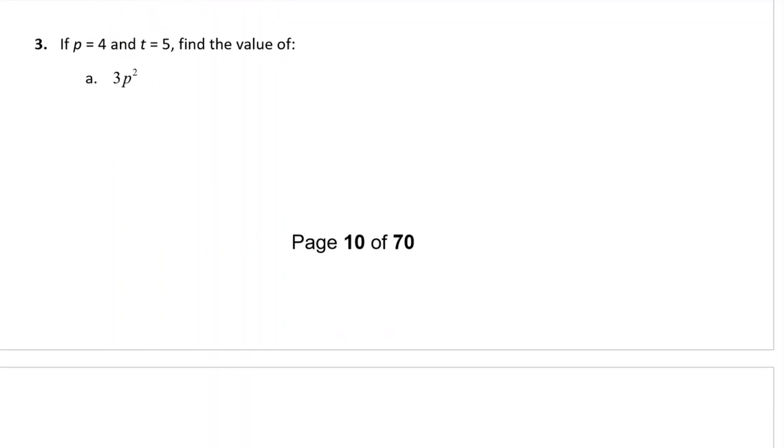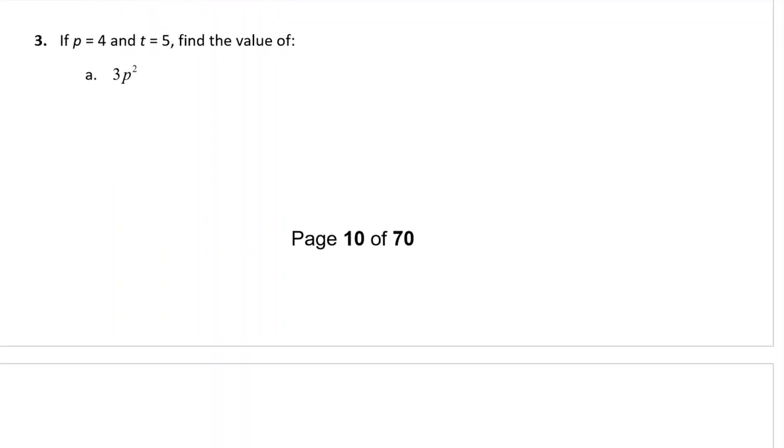Okay, question 3. If p equals 4 and t equals 5. Okay, the first thing we're going to do is just rewrite it. We need to put a times sign between the 3 and the p. So 3 times, and p is equal to 4. So we're going to have a 4 with a little squared on it. Now, squared means that the 4 needs to be times by itself. So 4 times 4, which is 16.